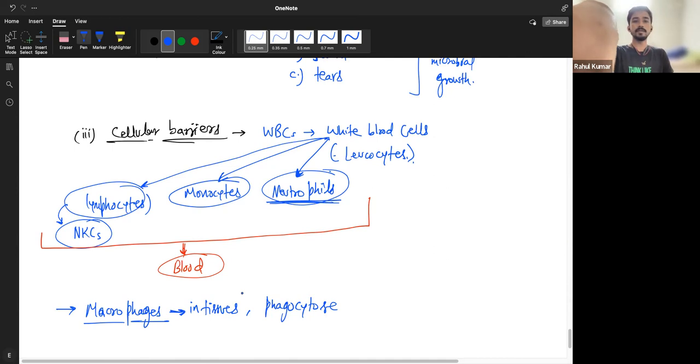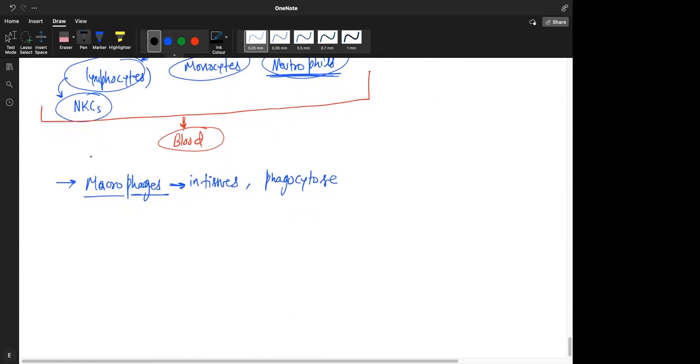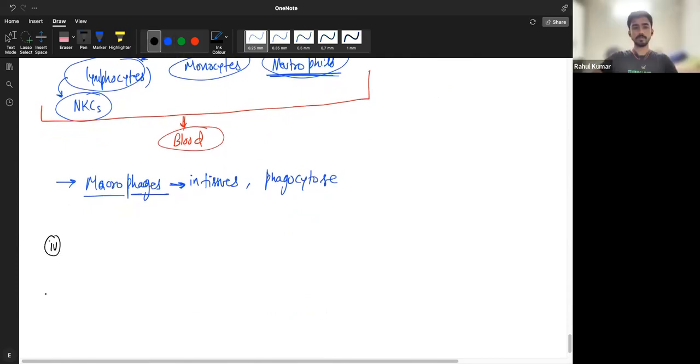Make sense, everyone? The third barrier, the cellular barrier, is clear. Now the fourth one, write down, is the molecular barrier, or we call it the cytokine barrier. These molecules are secreted by cells. So cyto and kine, they are secreted by the cell itself. They are not cells, they are subcellular components, which are molecules within a cell. So we call it the cytokine barrier.